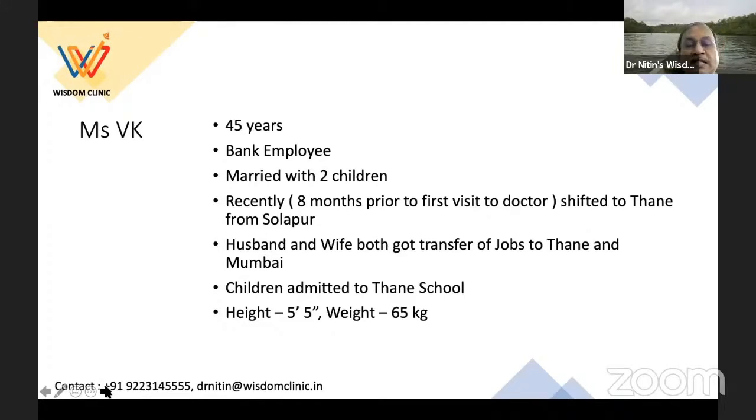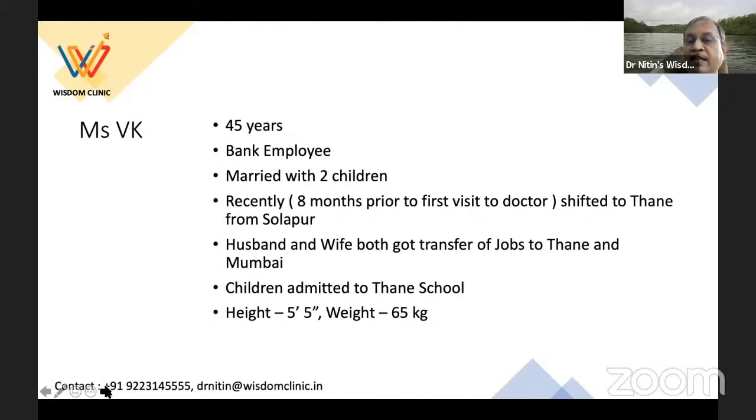This is Mrs. VK, who is a 45-year-old female. She is a bank employee, married with 2 children. Recently, that is 8 months prior to my first visit to a doctor, she shifted from Solapur to Thane. Husband and wife both got transferred to jobs in Thane and Mumbai. The children are admitted to a Thane school. This is her social background, which plays a great role in designing behaviors.